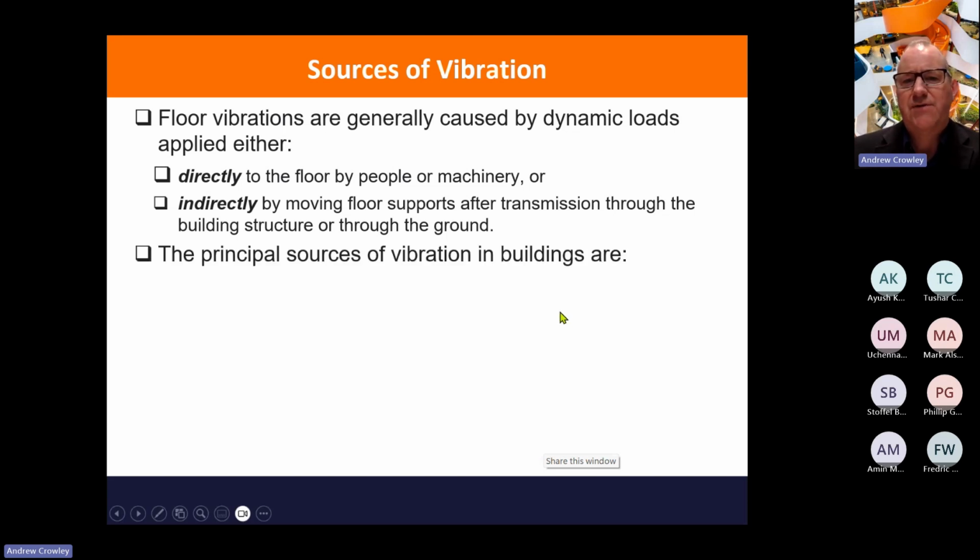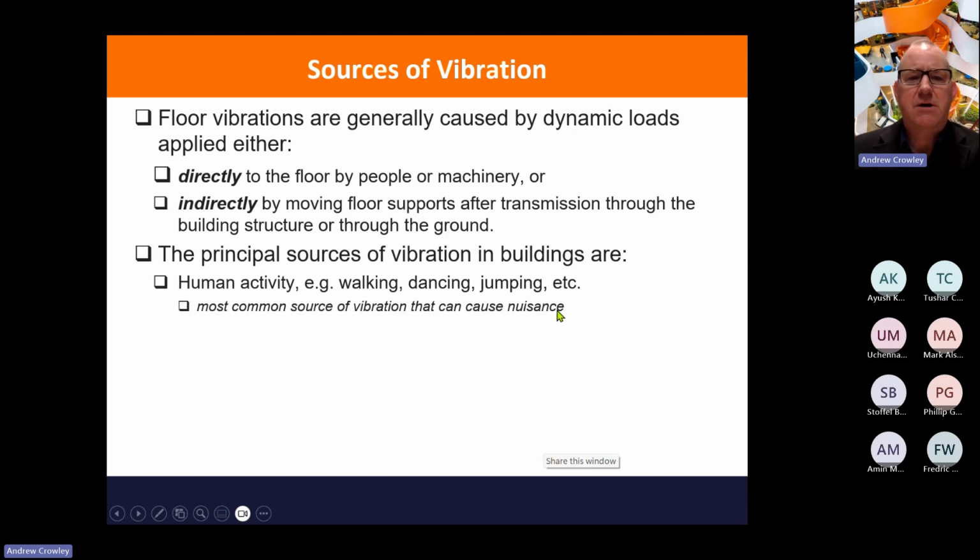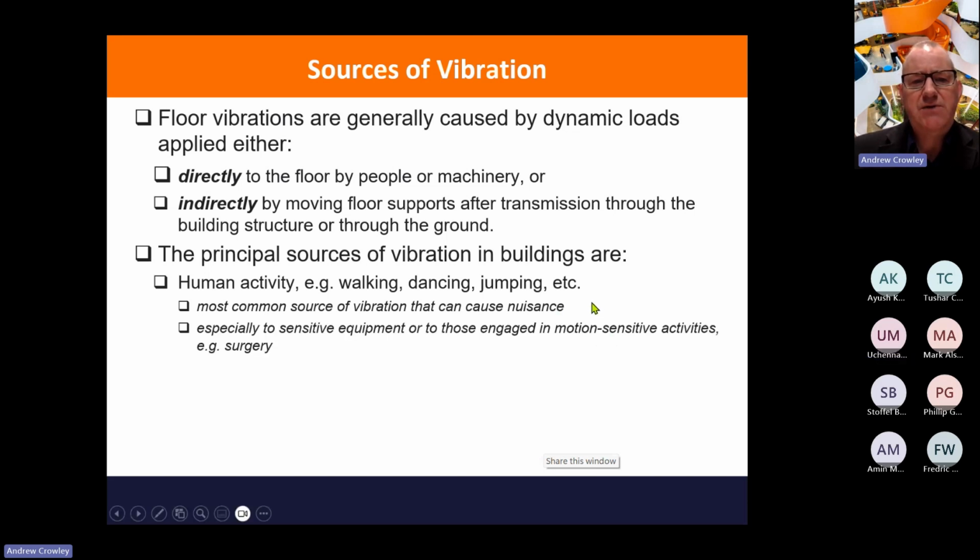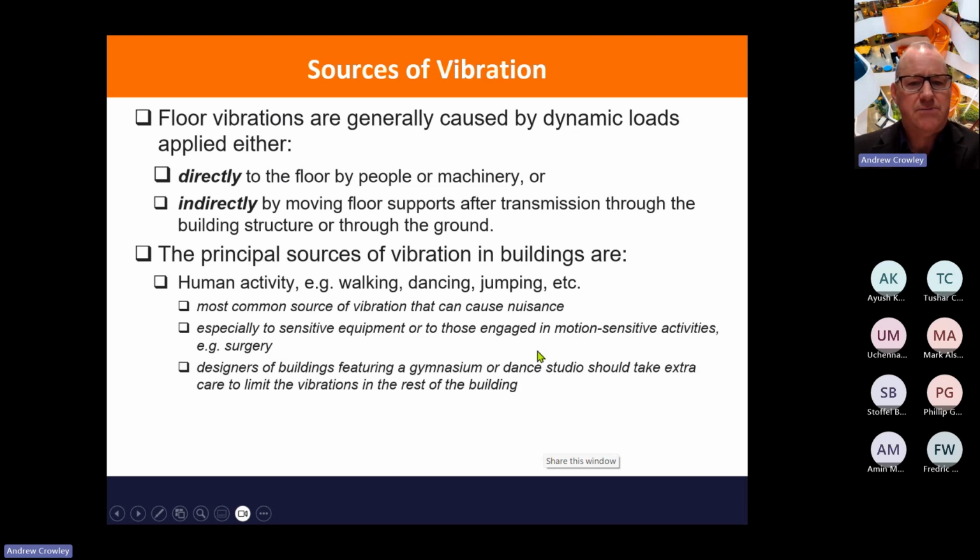The three principal sources of vibration in a building are, first, human activity, which is the most common source of annoying vibration that causes a nuisance, especially if you're looking at sensitive equipment and any motion sensitive activities such as surgery. Hence it's not a good idea to put a dance studio on top of your operating theatre. Designers of buildings featuring gymnasia or dance studios should take extra care to limit those vibrations in the rest of the building.